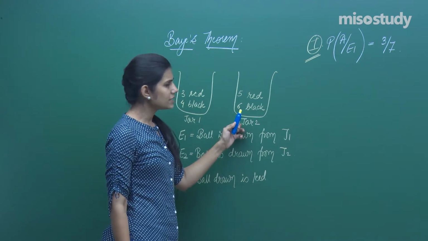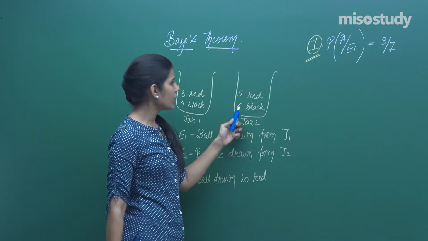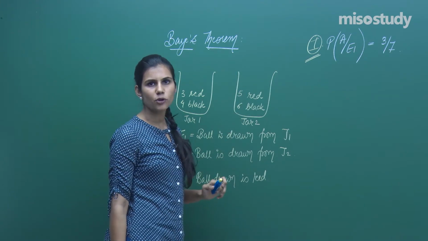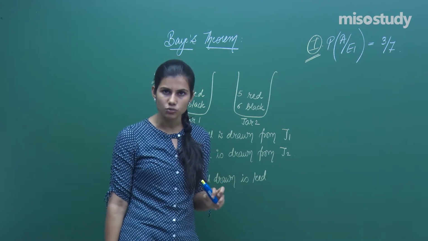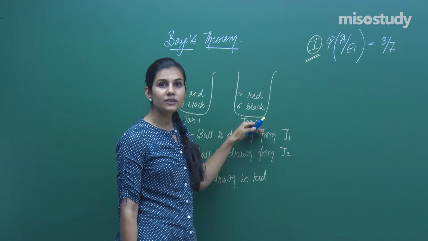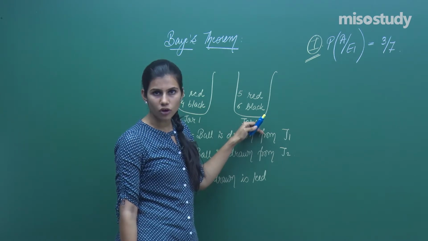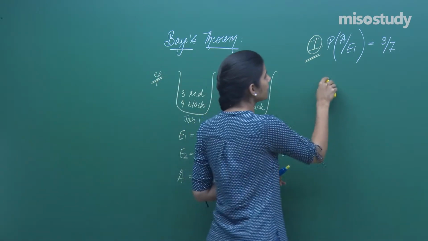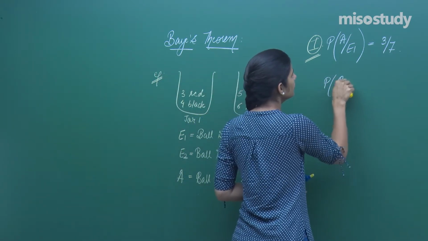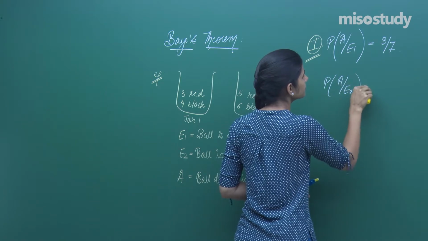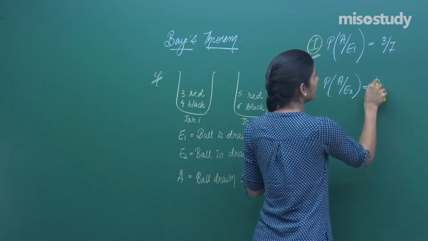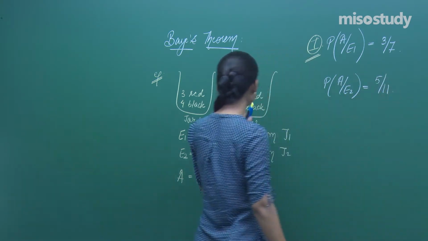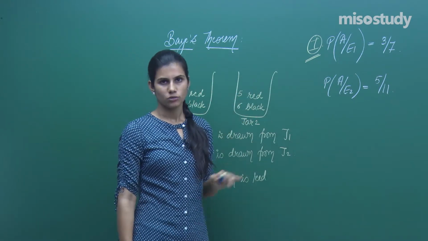Similarly, if I say what is the probability of drawing a red ball from jar 2, you will say 5 by 11 is the probability of drawing a red ball from jar 2. That means I am already giving to you that from jar 2 the ball is being drawn. Then what is the probability that the drawn ball is a red ball? So that would be nothing but probability of A given E2. And that would be 5 by 11 because there are 5 favorable outcomes and 11 total outcomes from jar 2.